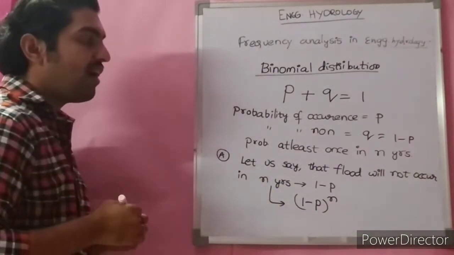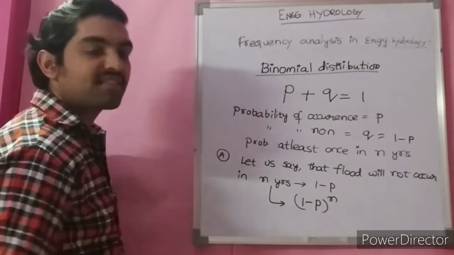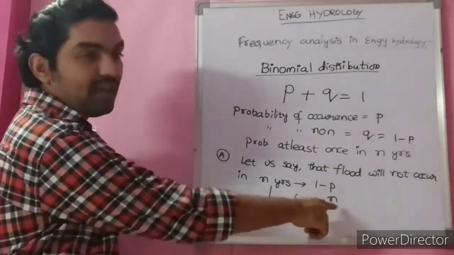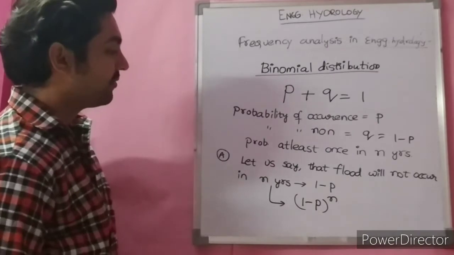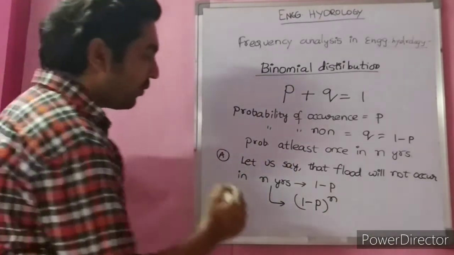The probability of non-occurrence of a flood, flood will not occur in n years, that is nothing but 1 minus P whole power n. This is the probability of non-occurrence of a flood.